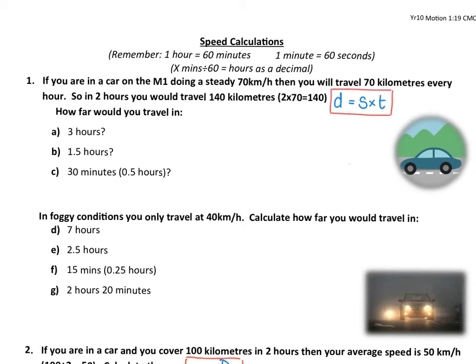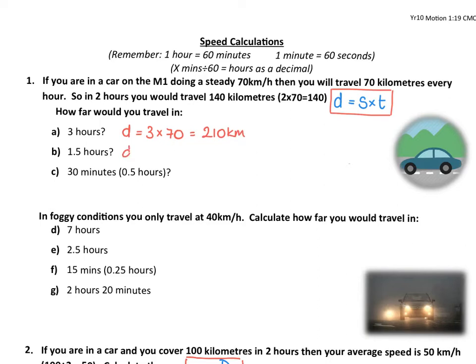And I would always suggest you write your equation at the beginning of each calculation, or at the beginning of a set of calculations that are all effectively the same. So in this case, D would equal 3 multiplied by 70, which equals 210 kilometers.